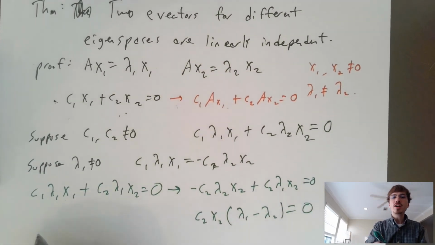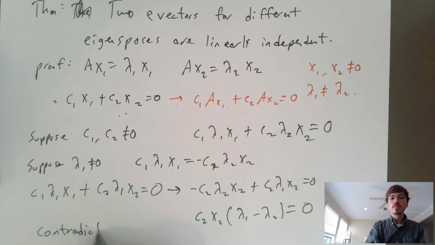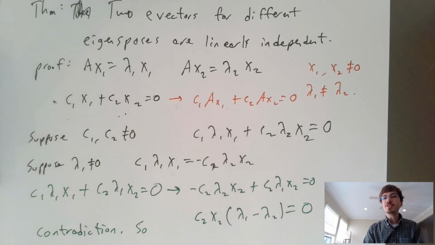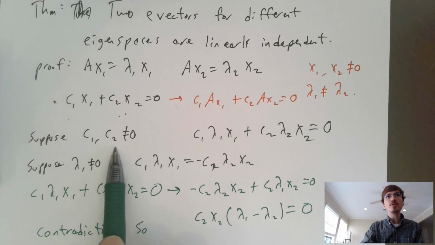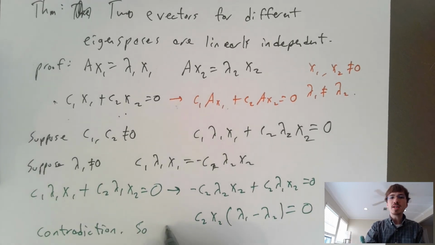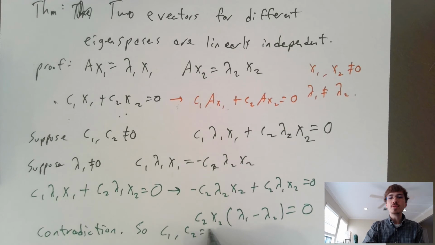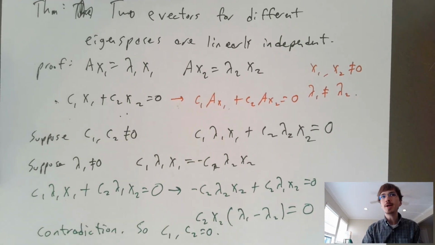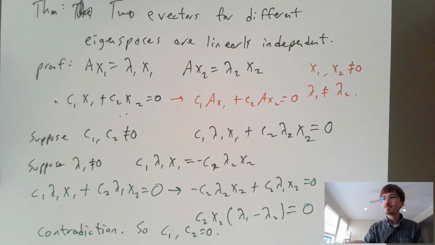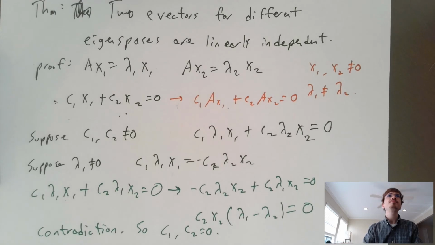So here we have a contradiction. Our original hypothesis must have been false. What was our original hypothesis? That our two constants were not both 0. So we must have that c1 and c2 are both 0. Cool. All right.